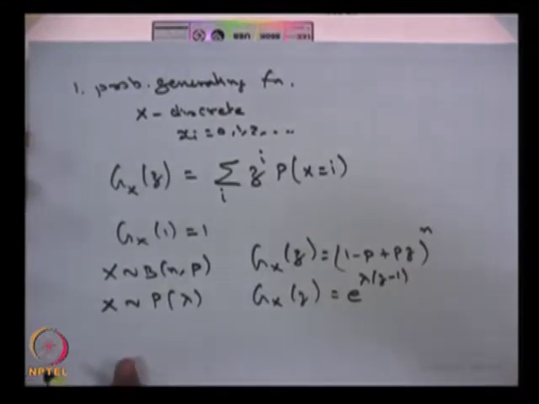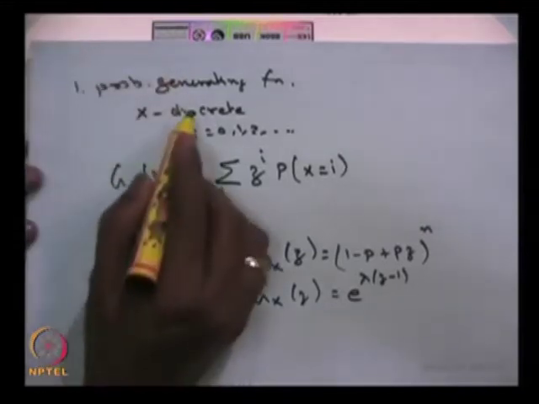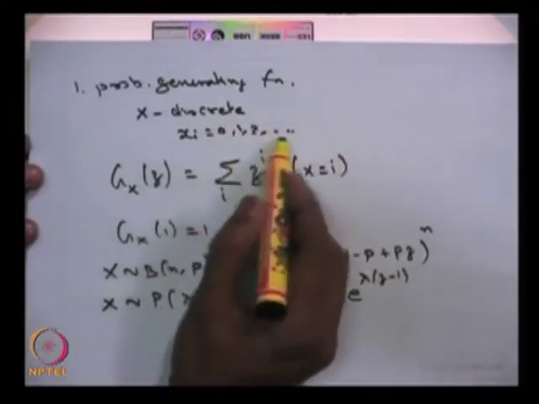So, like that you can find a probability generating function only for a discrete type random variable, with the possible values being countably finite or countably infinite, 0, 1, 2 and so on.